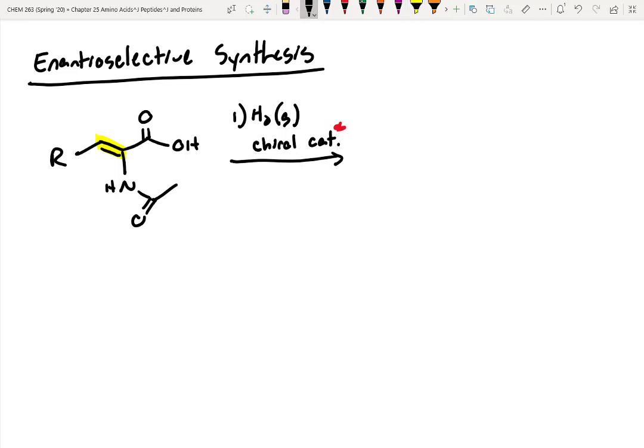Then in step 2, what we're going to do is hydrolyze off this amide group, kind of like we did in the previous problem. And this is done in 2 different steps. They do NaOH and H2O. However, in order to ensure that everything's protonated in the end, they treat it with strong acid. All right, so in the end, you get your R group over here.